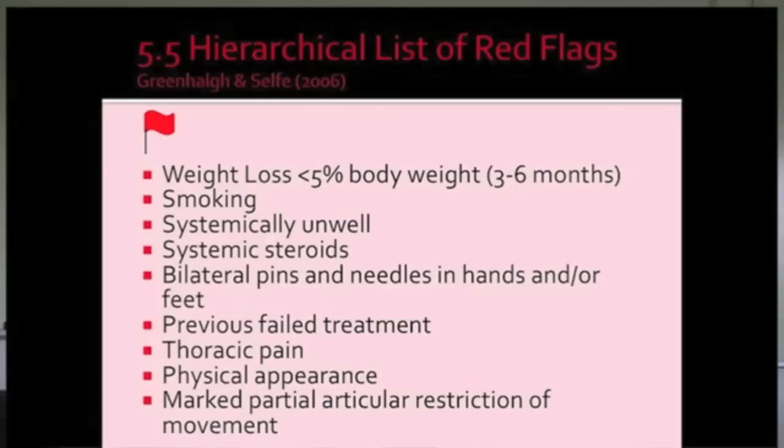So always make sure that you explore some of these issues thoroughly and don't necessarily take the first answer the patient gives you. Systemically unwell, systemic steroids, bilateral pins and needles in hands or feet. Again, previous failed treatment, but again we need to think, is that evidence-based treatment? Thoracic pain, changes in physical appearance, and the marked partial articular restriction of movement.